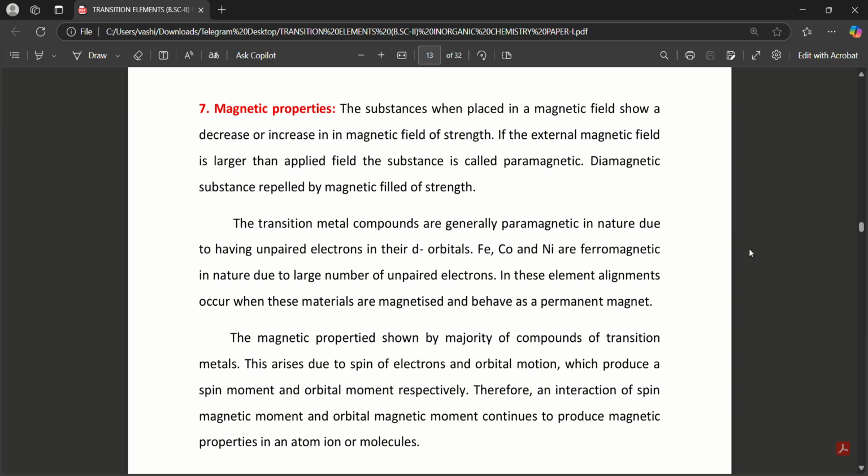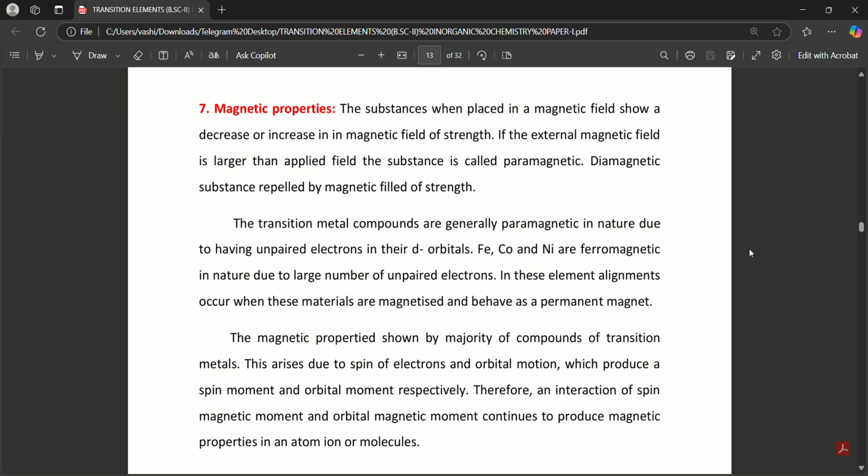Magnetic properties. A substance when placed in a magnetic field shows a decrease or increase in the magnetic field strength. If the external magnetic field is enhanced by the substance, it is called paramagnetic. A diamagnetic substance is repelled by the magnetic field. The transition metal compounds are generally paramagnetic in nature due to having unpaired electrons in their d orbitals. Fe, Co and Ni are ferromagnetic in nature due to the large number of unpaired electrons. In these elements, alignment occurs when the metals are magnetized, and they behave as permanent magnets.